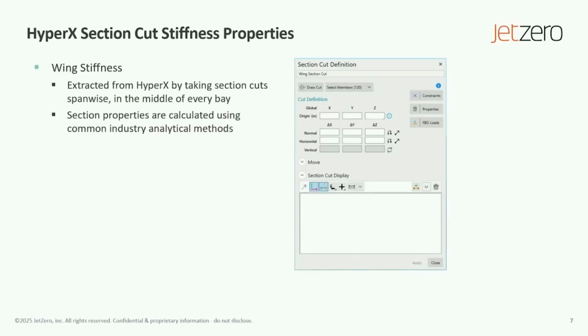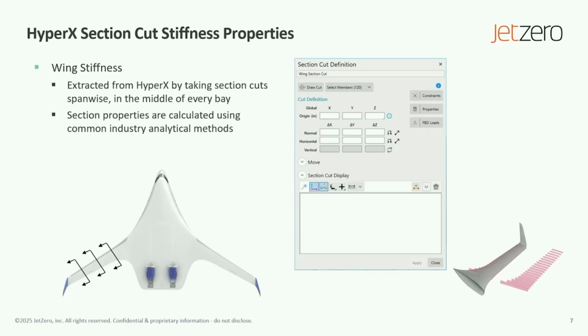And we relied heavily on the section cut definition tool. So in HyperX, you can open up your section cut definition tool, and we cut along the span in between each rib bay in order to get our section cut properties. So there's two important buttons that we used in this tool. The first button is the properties button. If you click that, you can get calculated properties. They use common industry analytical methods to get these properties.